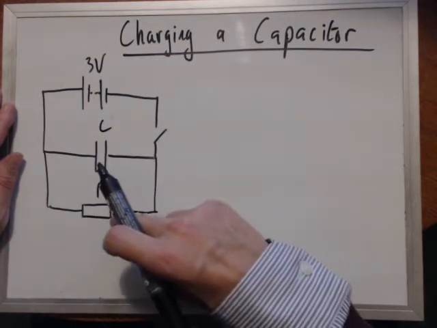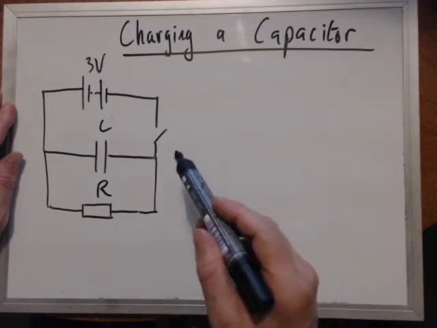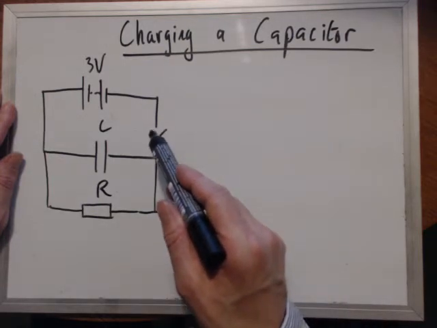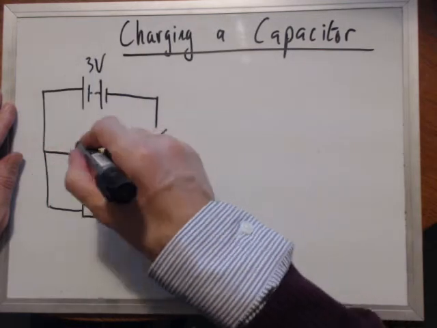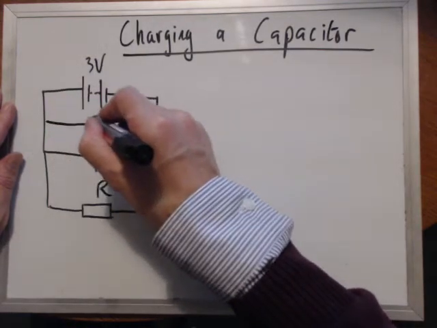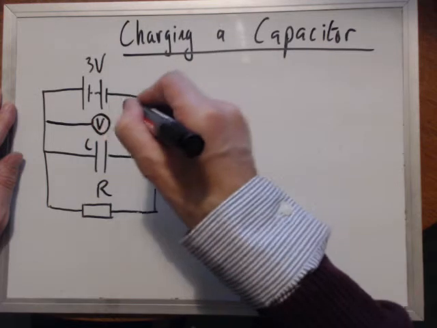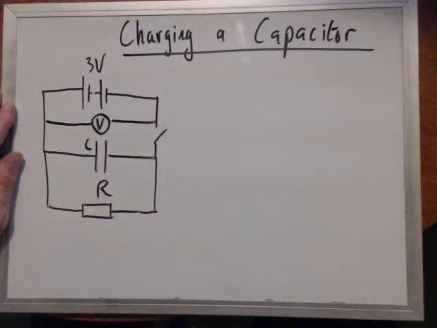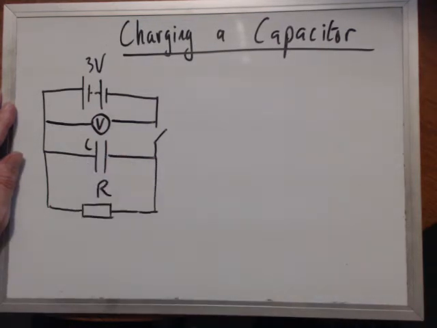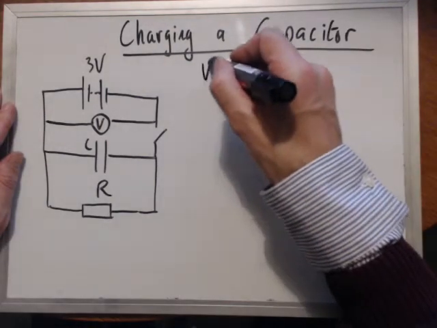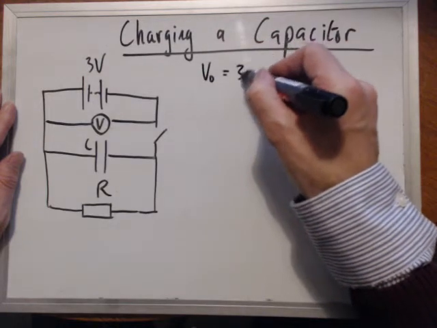Now what's going to happen is that when we close the switch, the capacitor is going to charge up to 3 volts, and we could have a voltmeter across there to record that. It's going to charge the capacitor, and then we open the switch, the capacitor will discharge across the resistor. And what we'll find is that the initial voltage V0 is going to be 3 volts.